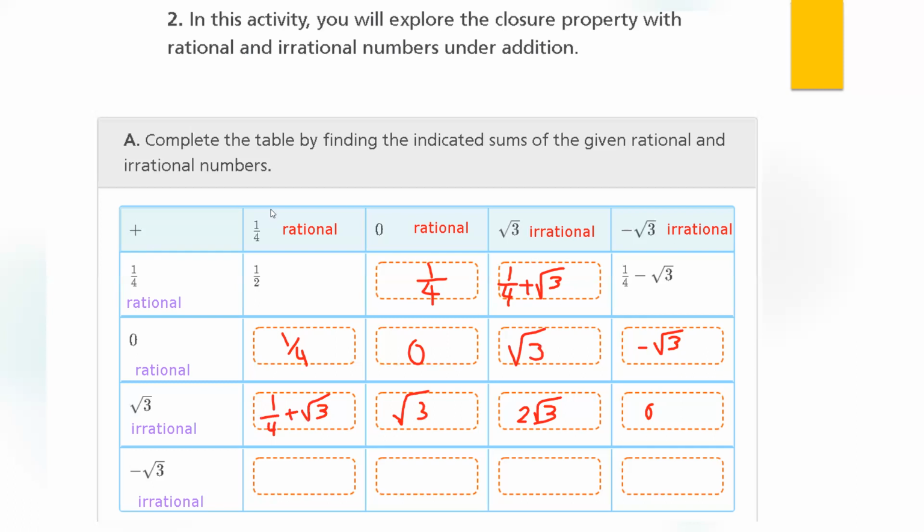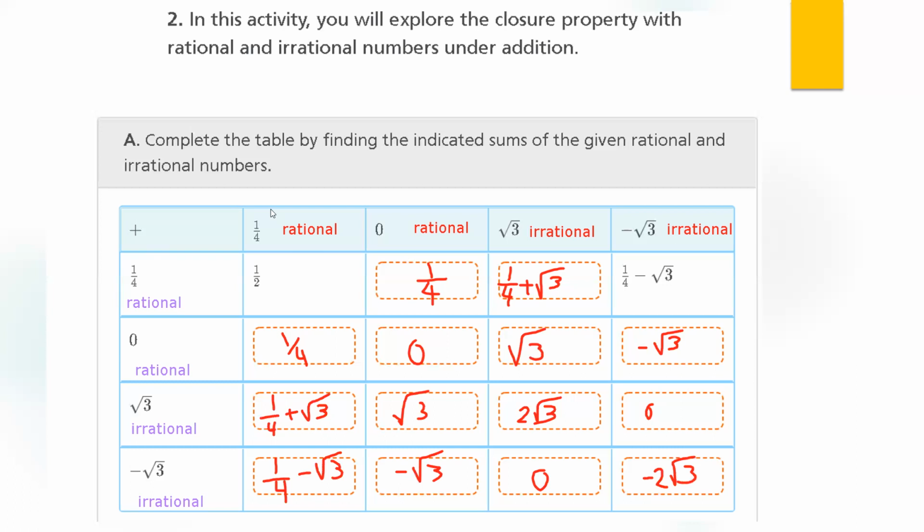Now then, negative square root of 3 plus 4, it will be 1/4 minus negative square root of 3. Negative square root of 3 plus 0, it will be negative square root of 3. Negative square root of 3 plus square root of 3, 0. And negative square root of 3 minus square root of 3, it will be -2 square root of 3.